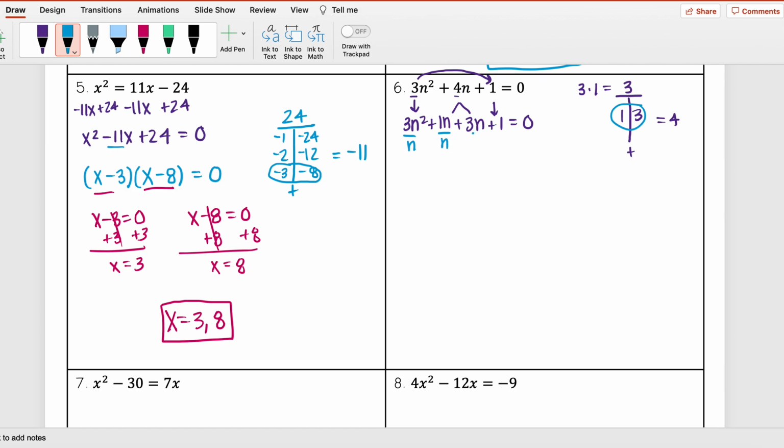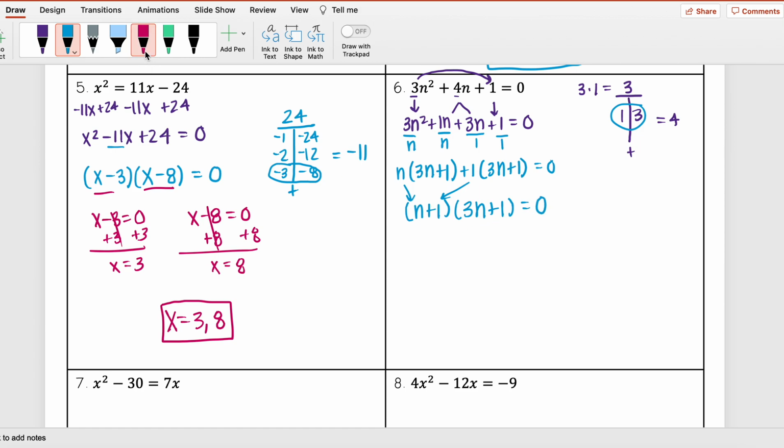And then for my second pair, I see 3n plus 1 does not have a GCF. There's nothing that goes into 3 and 1 except for 1. They don't share an n. So when that happens, that means that my GCF is really just 1. So dividing out the n, I end up with just 3n plus 1. Put my GCF of 1 out in front here, and I have 3n plus 1. My GCFs go into their own parentheses, and 3n plus 1 is equal to 0.